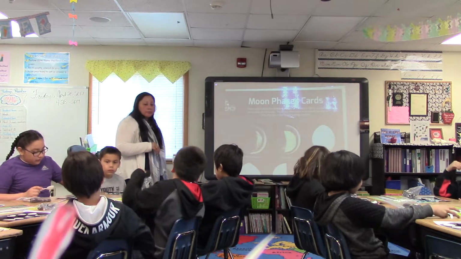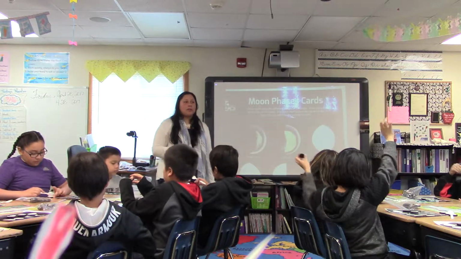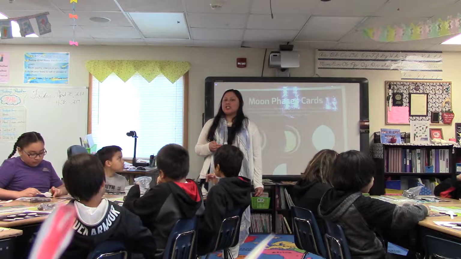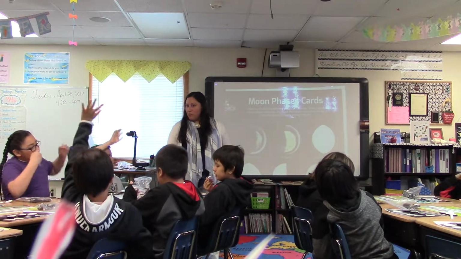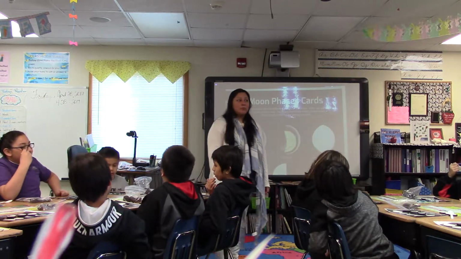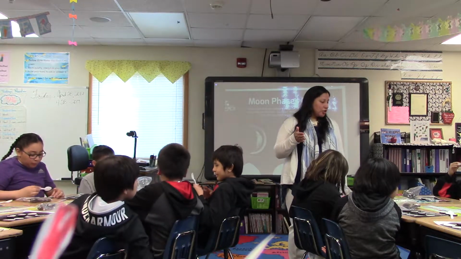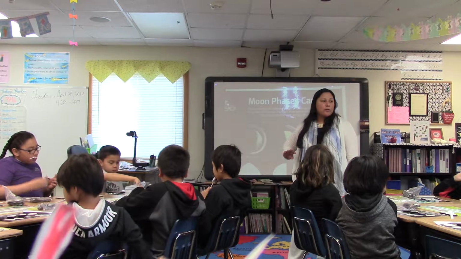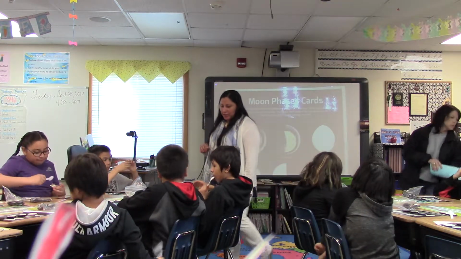So now, which side is the sun shining on? Marley? The right side, because that's the light side, right? The white side is starting to show. Now remember, the black side is the shadow of the earth. That's the side that the earth is showing on.